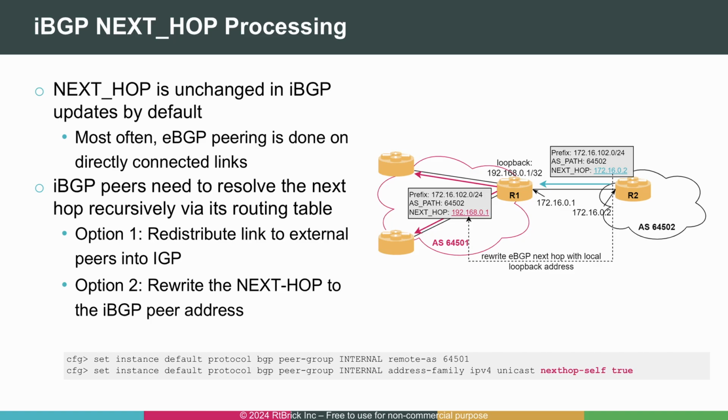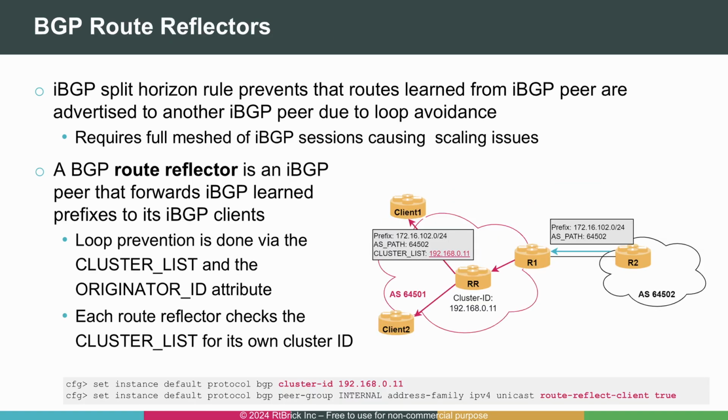This can be achieved either by redistributing the link between R1 and R2 into the IGP, or by rewriting the next hop using the command set instance default protocol BGP peer group name address family IPv4 unicast next hop self true. The same command exists for the IPv6 address family as well. As we've seen, the BGP split horizon rule prevents routes learned from one internal peer from being advertised to another, requiring a full mesh of BGP sessions.